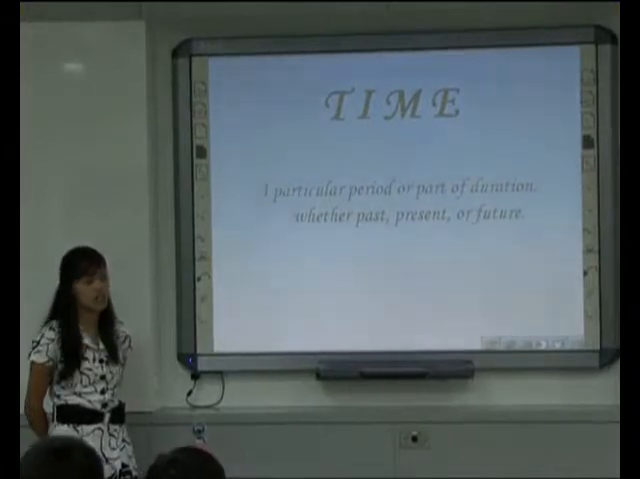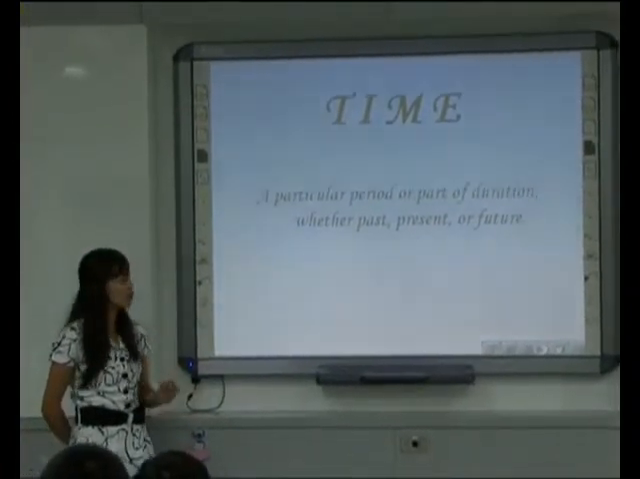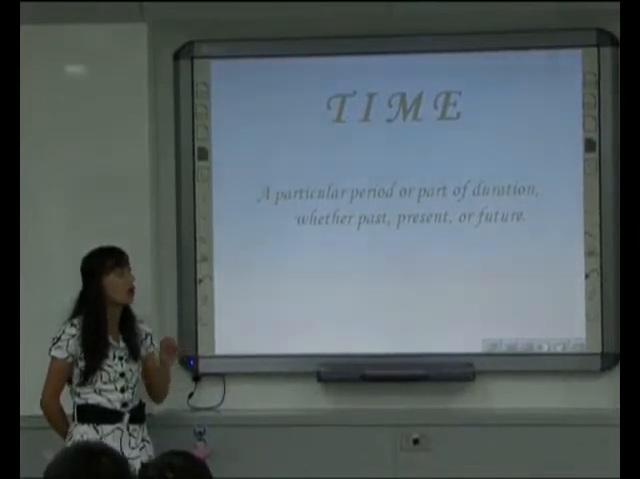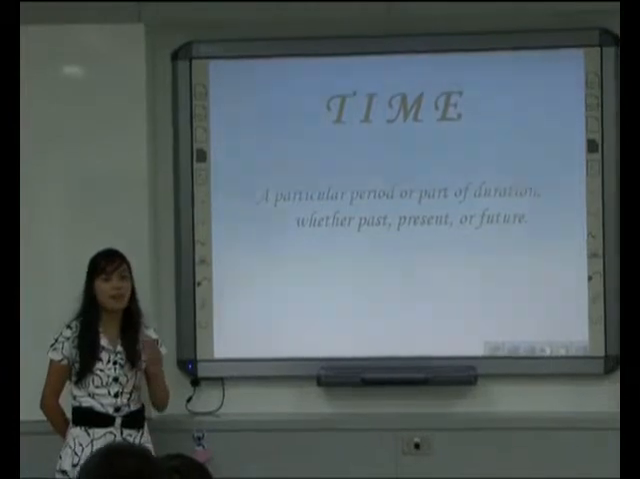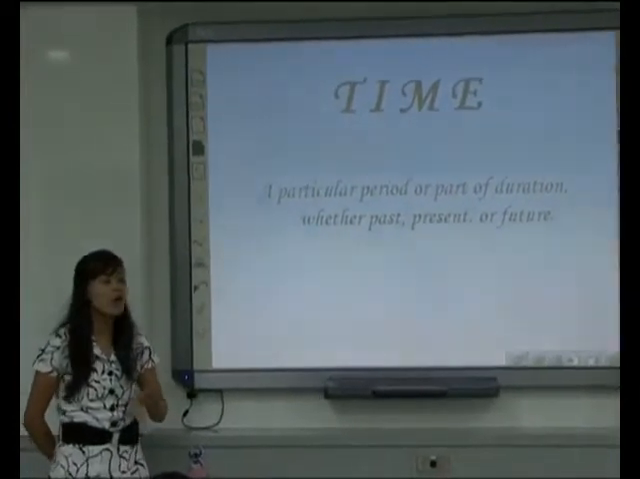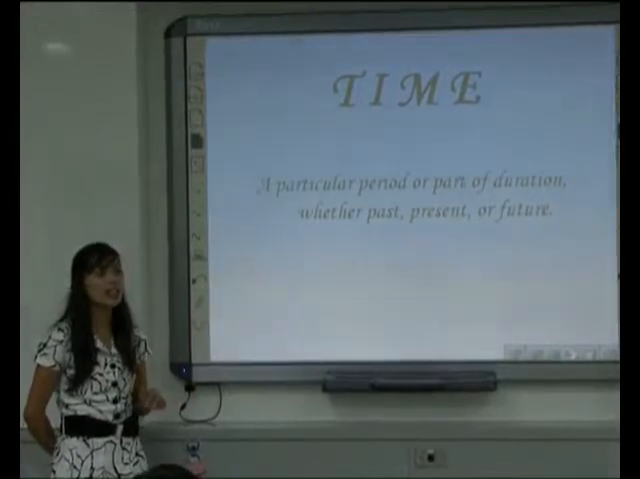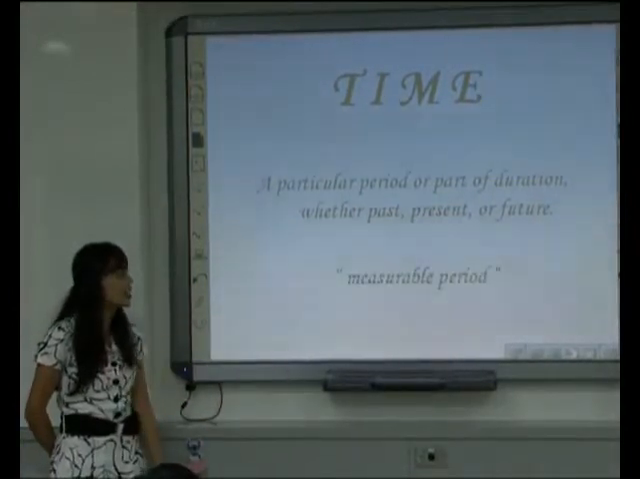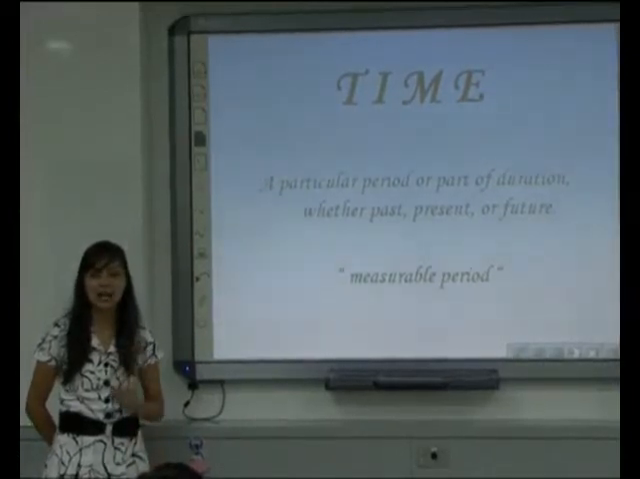Time is a particular period of duration, whether it could be past, present, or future. That's a general term. But of course, we are talking about mathematics, so this means a measurable period, exact time.